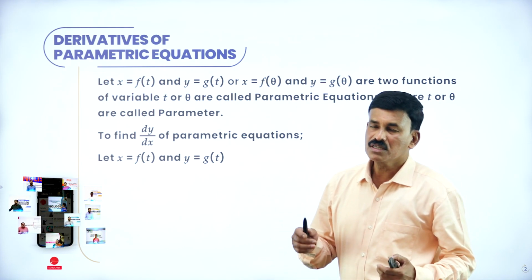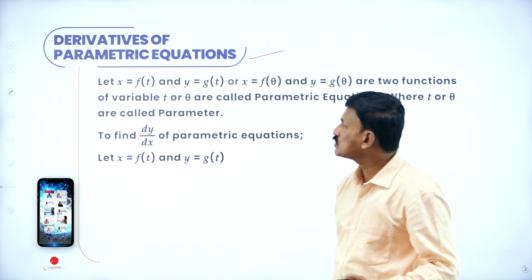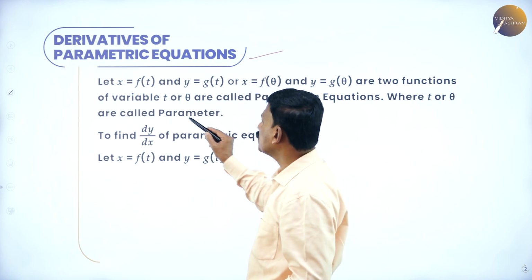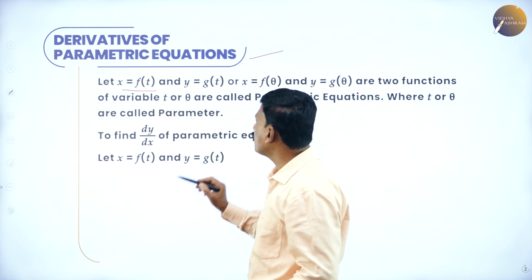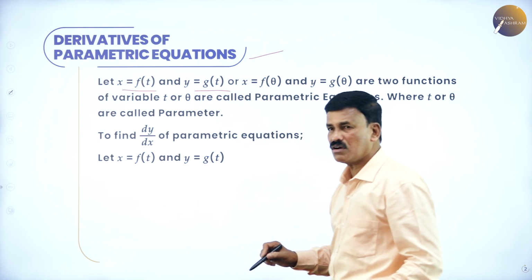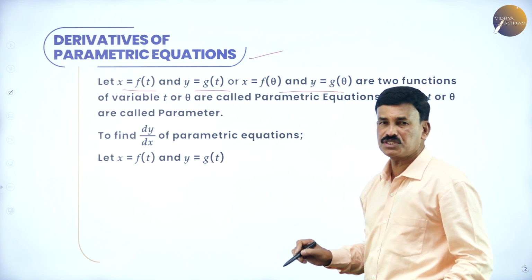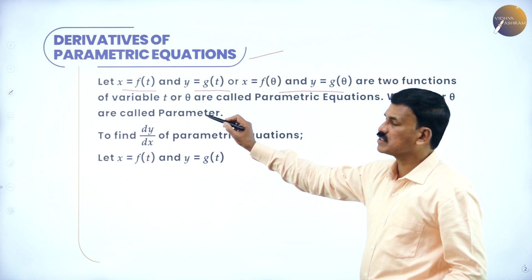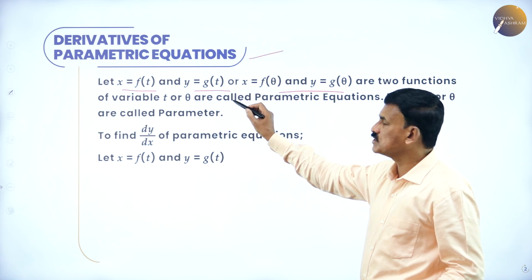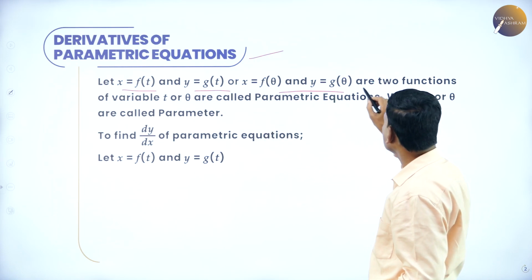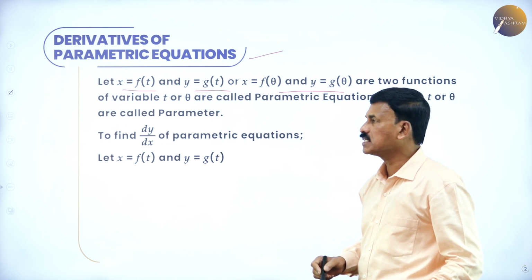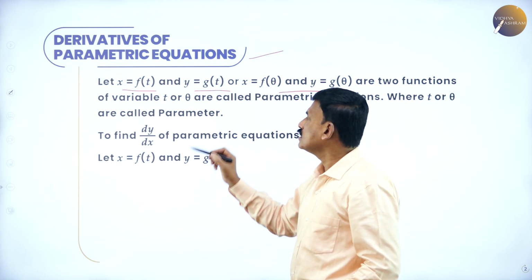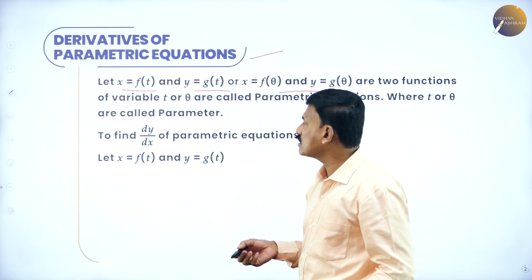Now let us come to the first concept, that is derivatives of parametric equation. Now what is a parametric equation? Let us consider an equation of the form x is equal to f of t and y is equal to g of t, or x is equal to f of theta and y is equal to g of theta. These are known as parametric equations, where the variable t or theta is called the parameter.